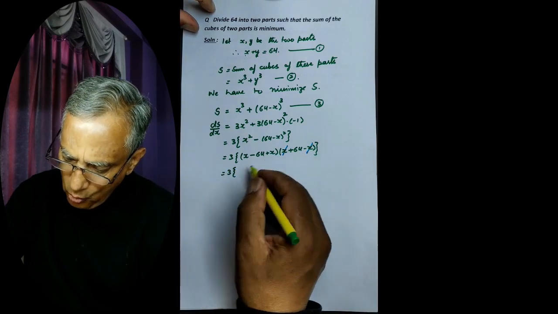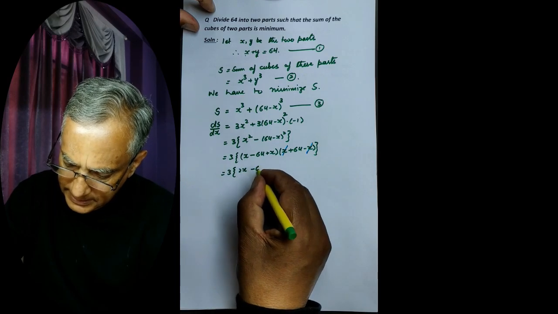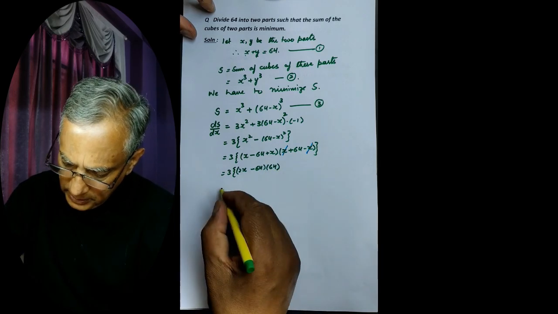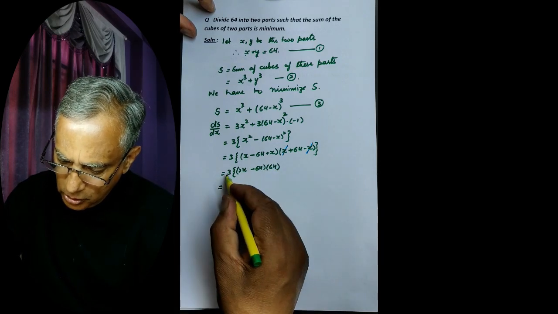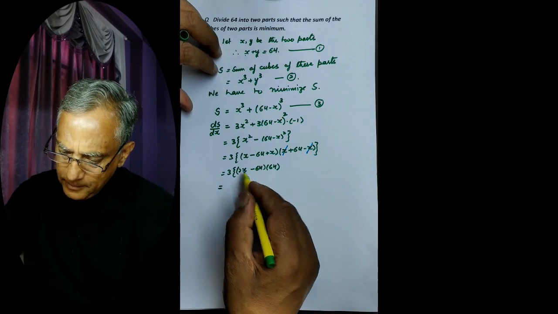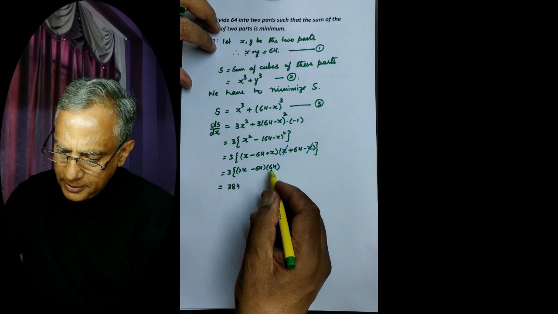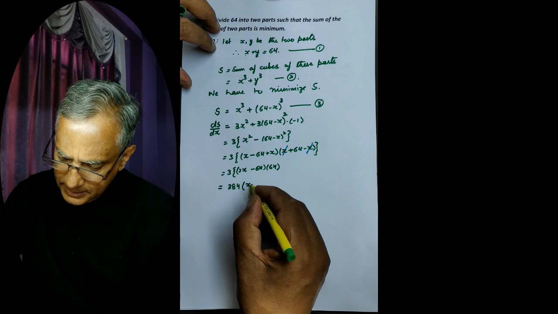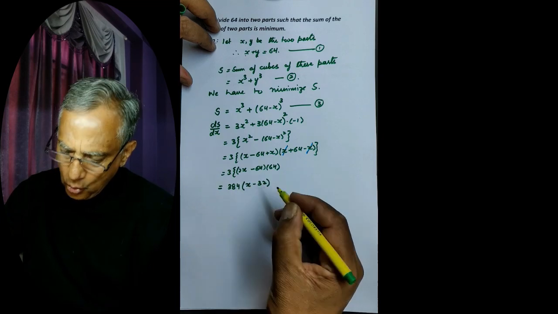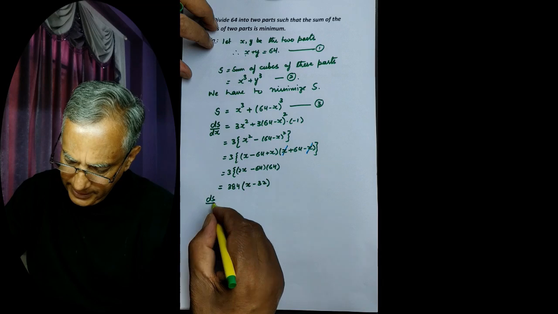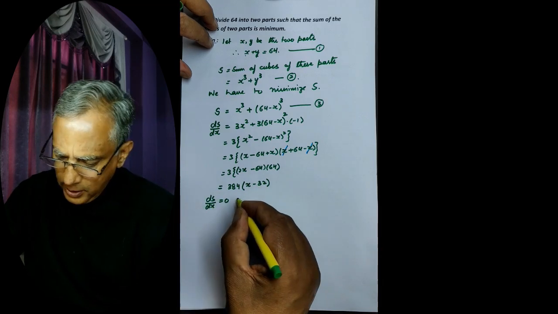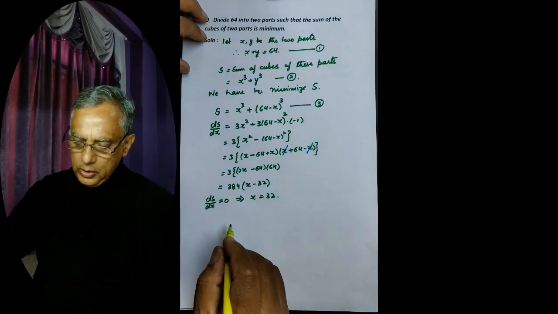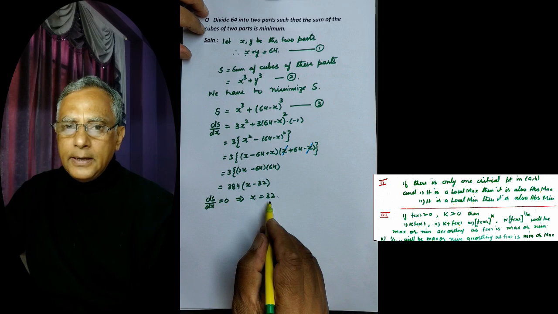3 into (2x minus 64) into 64. So this is equal to, 2 is common, so we have 6 into 64, 6 into 64 is 384. So 384 into (x minus 32). So ds by dx is equal to 0 implies x is equal to 32. So we have only one critical point.